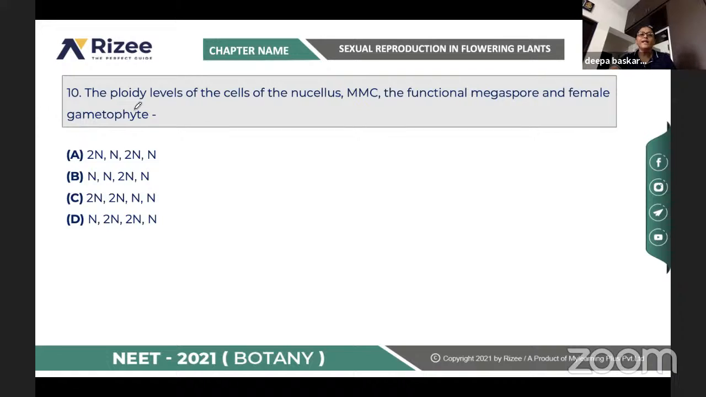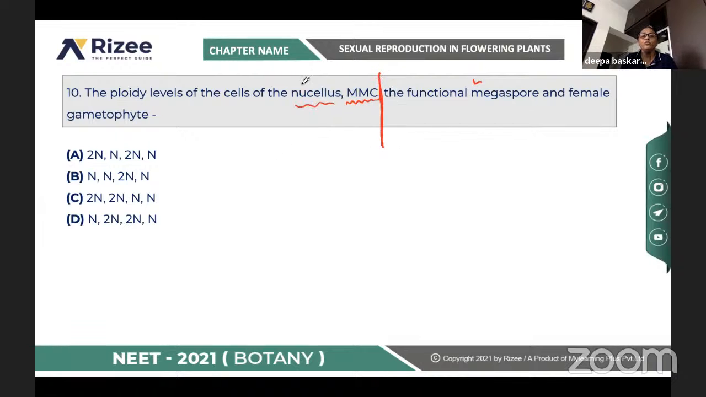Yes, the ploidy levels of the cells of nucellus, megaspore mother cell, functional megaspore, and female gametophyte. So if you see up to this, the mitosis is happening. After this, meiosis is happening. You have to remember that.